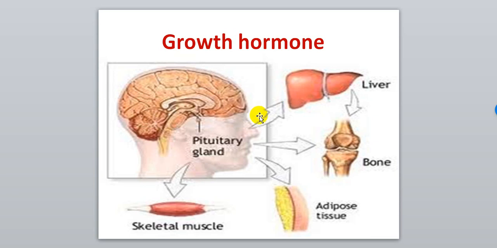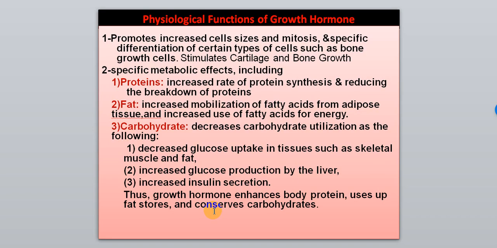As we noted in the previous lecture, growth hormone is one of the general effect hormones. So its effect is on the liver, on bone, on adipose tissue, on skeletal muscles, and others. So what's the physiological function of this general effect hormone?